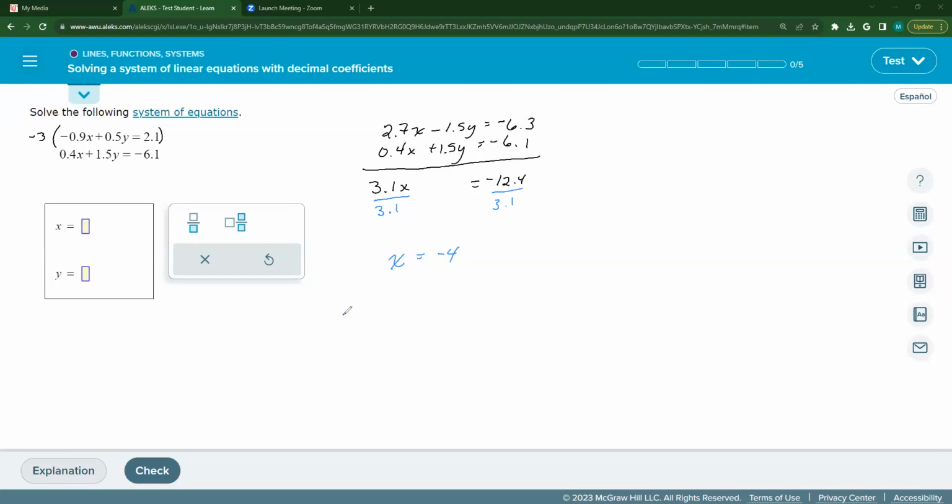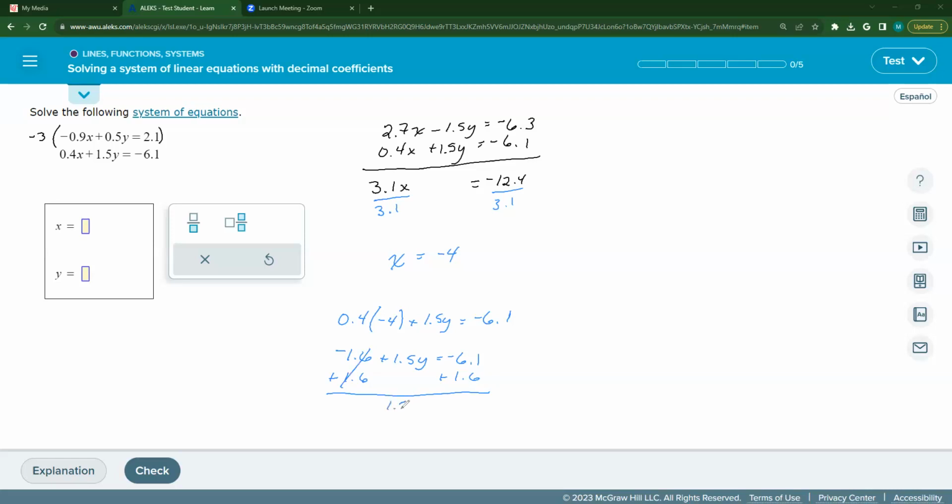So I'm just going to take this -4 and plug it into that very second equation. So I'm going to have 0.4, and then instead of the x, I'm going to put the -4 in here. Plus 1.5y equals -6.1. Now solving this one, I have 0.4 times -4 is going to be -1.6 plus 1.5y equals -6.1. And I'm going to add the 1.6. These are opposite signs. These cancel out.